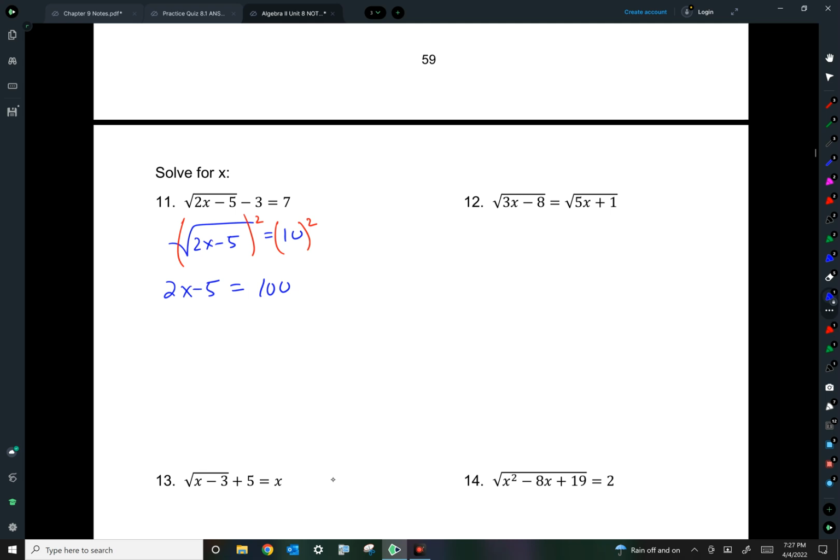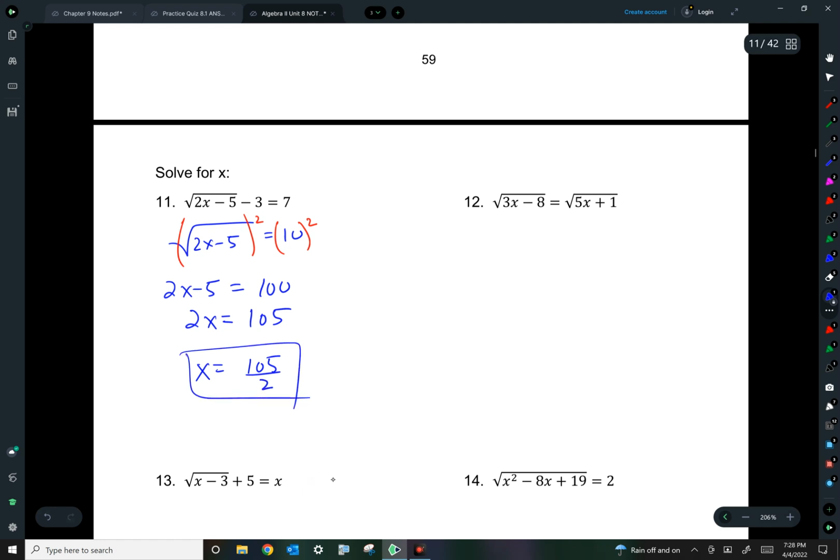So now solve for x, so add 5. And by the way, I would have no problem asking you to do this one without a calculator. And then divide by 2, so x is 105 over 2. Because I don't even want that as a decimal, just leave it as 105 over 2.